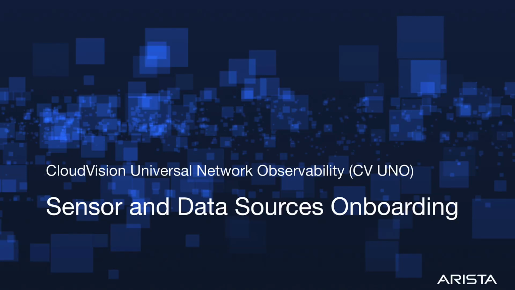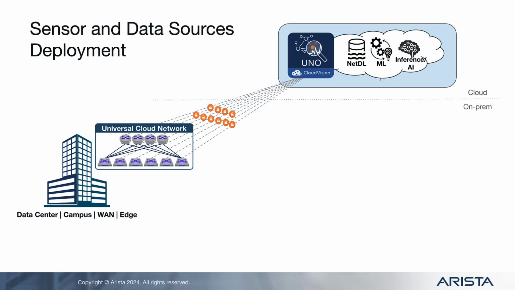CloudVision Universal Network Observability, or CV-UNO, helps network teams reduce the mean time to innocence when finding the root cause of an issue. In this video, let us look at how CV-UNO collects information from various data sources to gain deeper insights. Arista EOS devices stream telemetry to CVAS, and it leverages these metrics in the network data lake to gain visibility into the network.